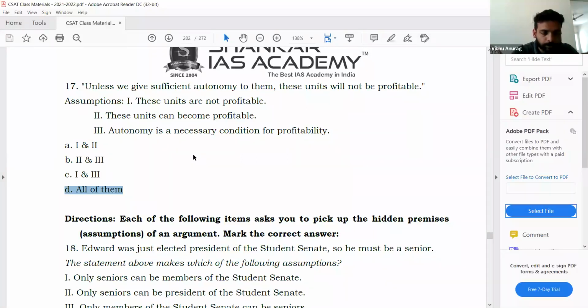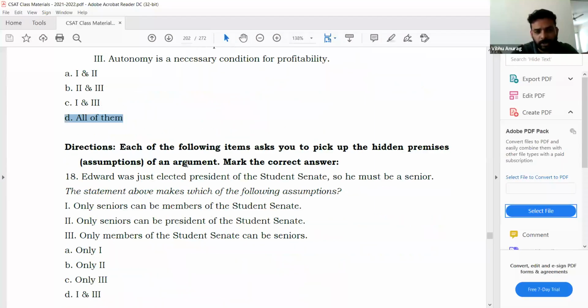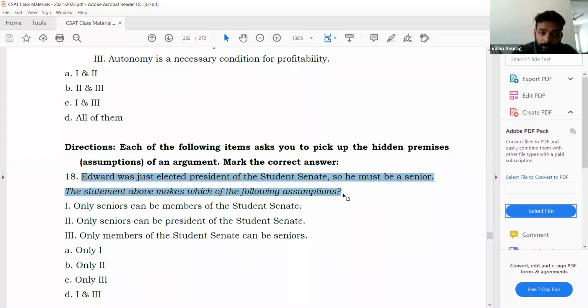I hope it is clear. And now the final three questions, 18, 19, 20. The directions are: each of the following items asks you to pick up the hidden premises or assumptions of an argument. Mark the correct answer. Number 18: Edward was just elected president of the student senate, so he must be a senior. Now the statement above makes which of the following assumptions?